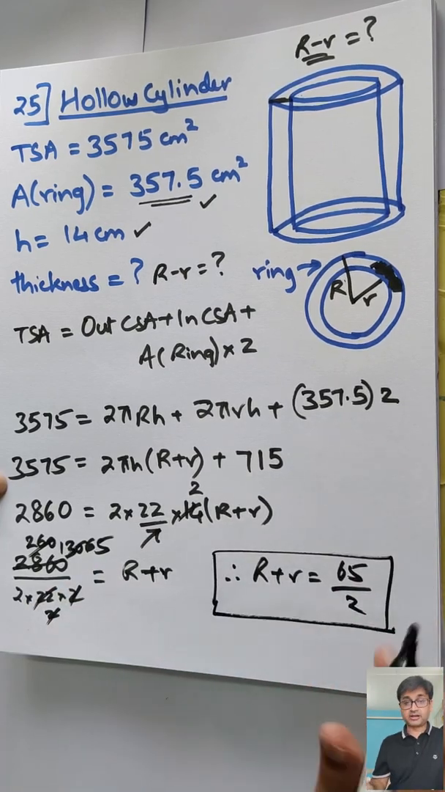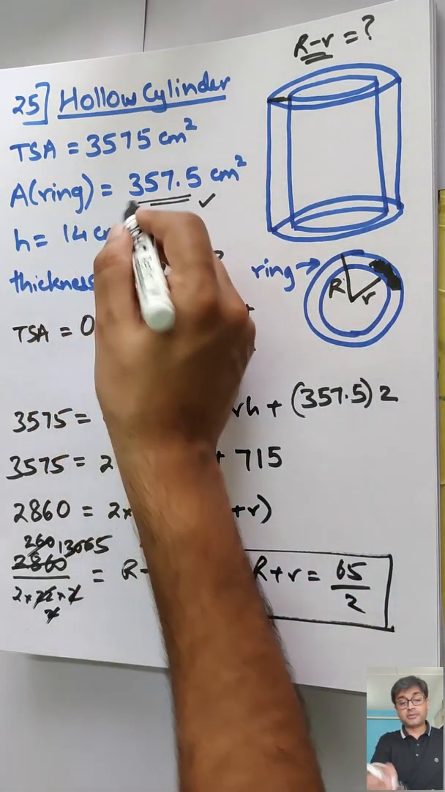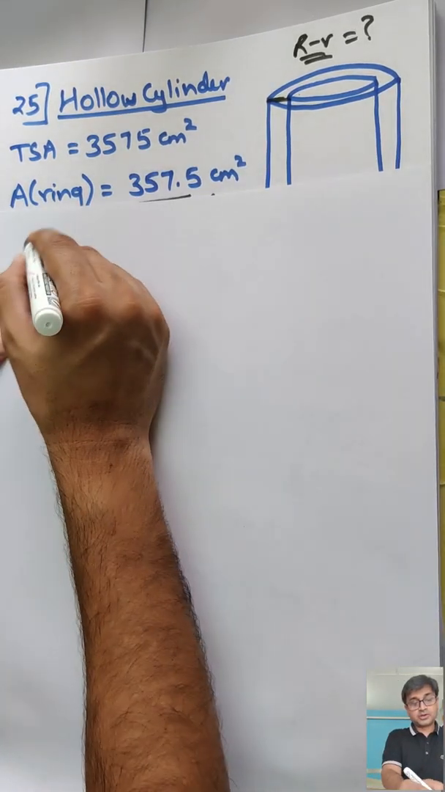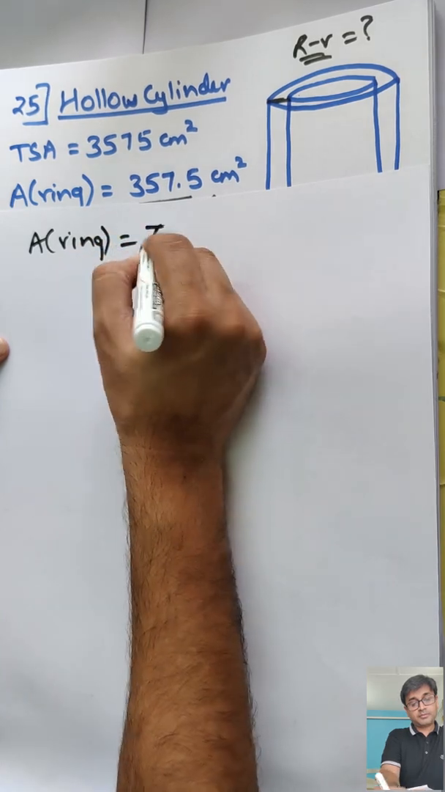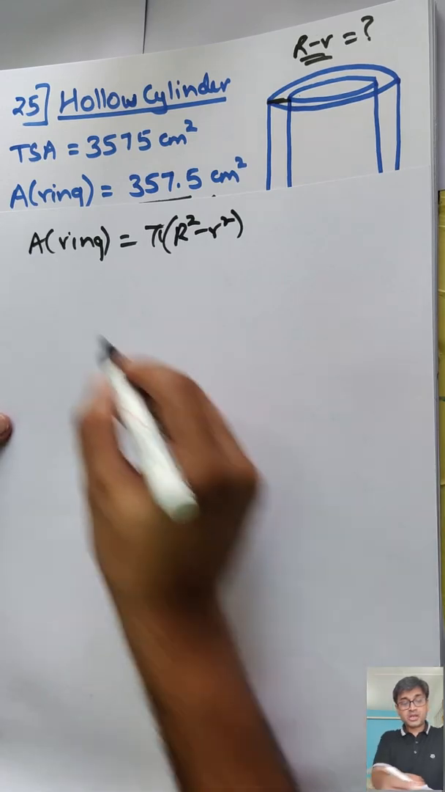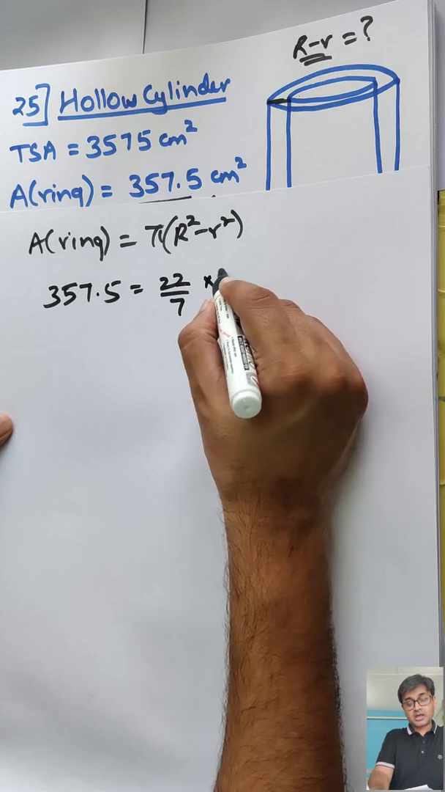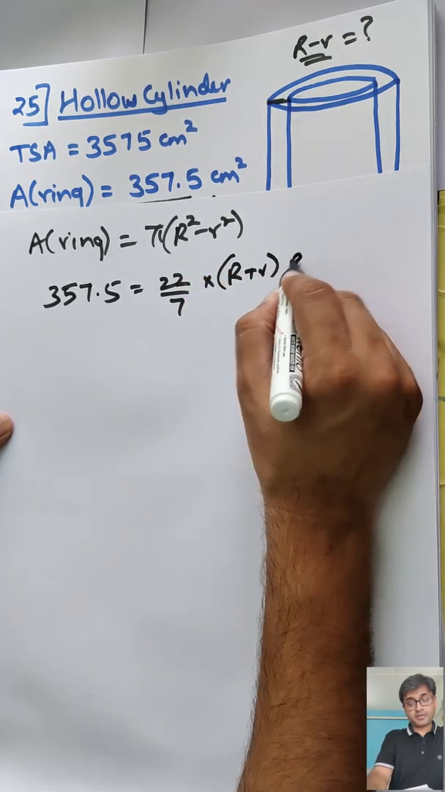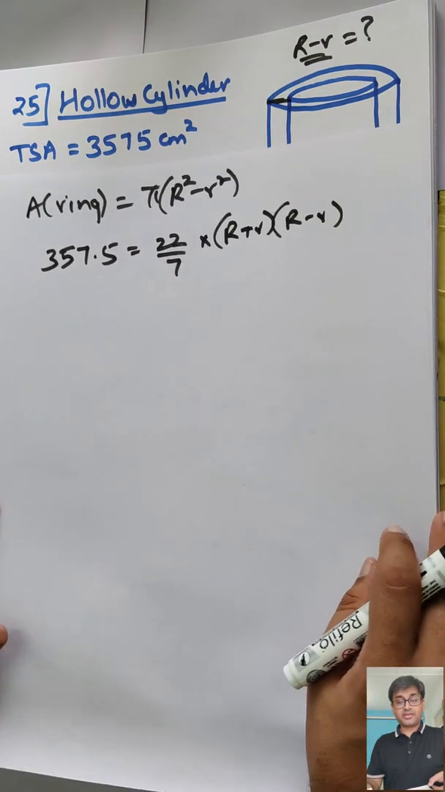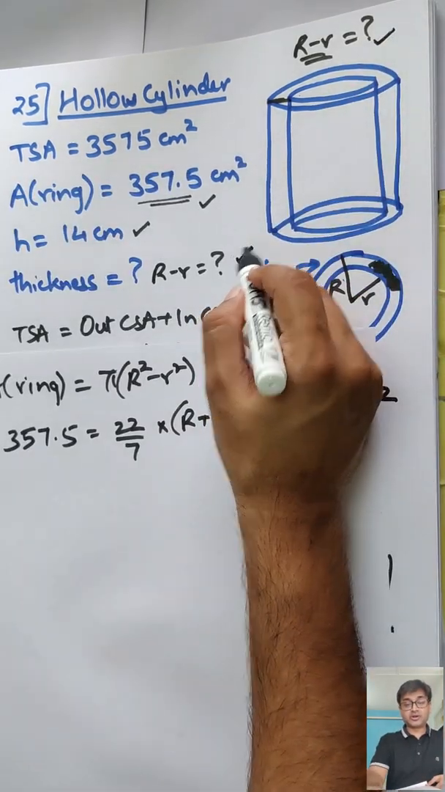Now this is R plus r, that's not my target. My target is R minus r. So what you do is now pick up area of ring and open the bracket. Some magic might happen. Okay. So area of ring is pi R square minus r square. Correct? Ring is 357.5, pi is 22 by 7, and this is a plus b, a minus b. A plus b known to us, substitute, and then what you will get is a minus b, that is R minus r, and that is nothing else but your thickness.